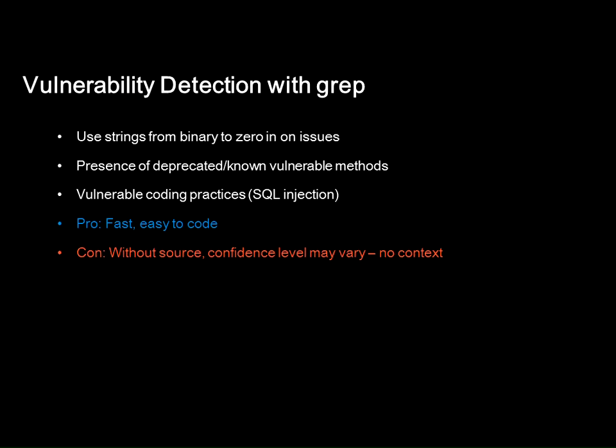But you can also look for really easy quick hits, like the presence of deprecated methods, methods you know are vulnerable to attack in some manner. Those are really easy to find. Anything that you can pattern match on out of those strings in that binary is something that you can potentially write a vulnerability check for. Now, I think you can see it's obvious what the pro is here.